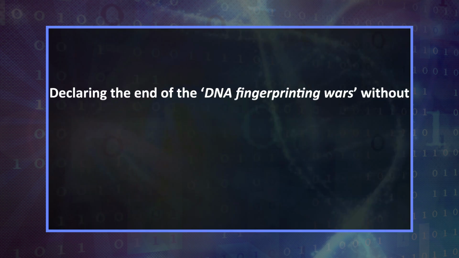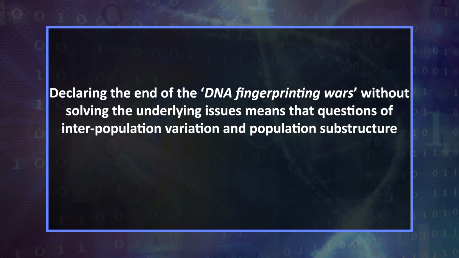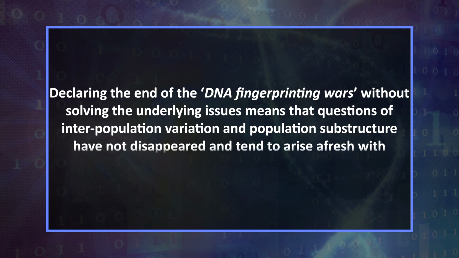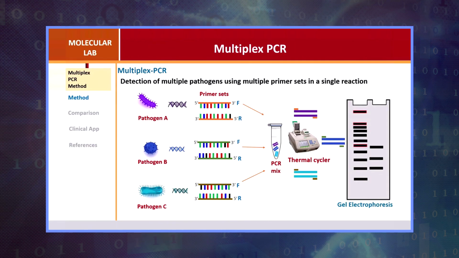Declaring the end of the DNA fingerprinting wars without solving the underlying issues means that questions of interpopulation variation and population substructure have not disappeared and tend to arise afresh with each new development in forensic technology. In today's age of highly sensitive PCR multiplexes, STR profiles are often partial, missing a full set of loci or alleles, or mixed, which can increase RMPs and make interpretation more challenging.